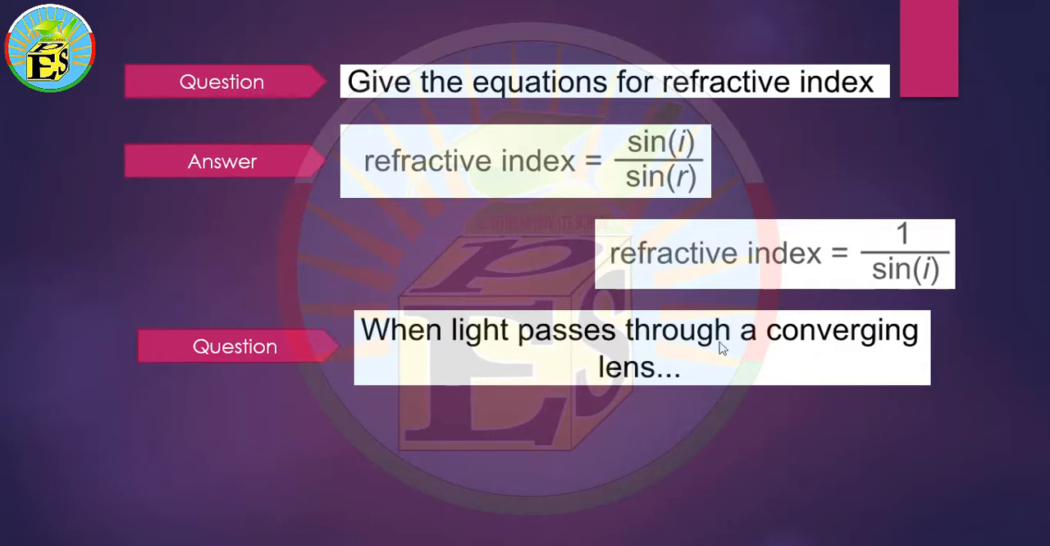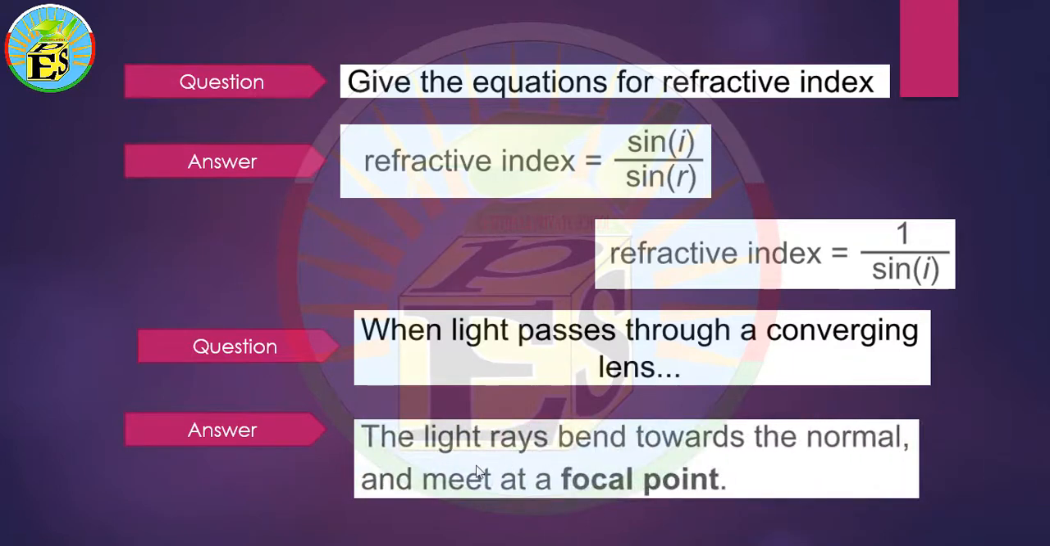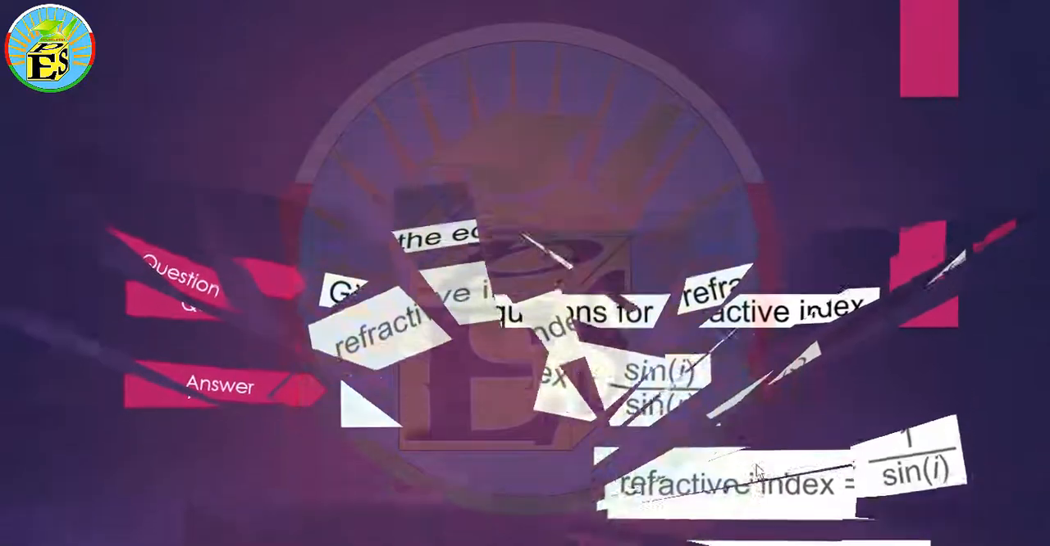When light passes through a converging lens, what happens to the light? It will converge or diverge. The light rays tend towards the normal and meet at the focal point. This is the convergence phenomenon.